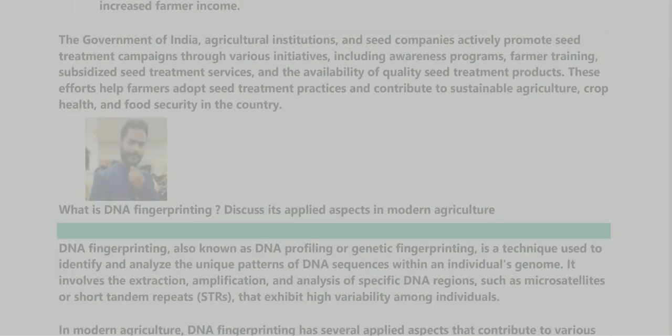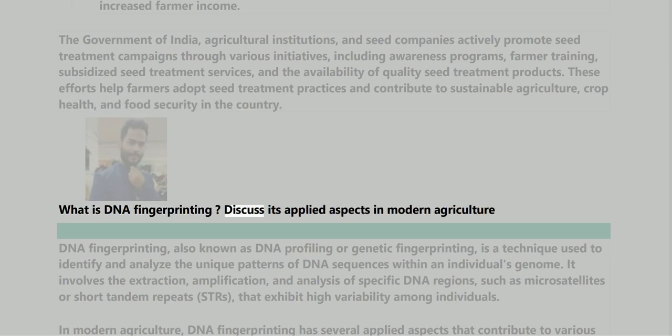The Government of India, agricultural institutions, and seed companies actively promote seed treatment campaigns through various initiatives, including awareness programs, farmer training, subsidized seed treatment services, and the availability of quality seed treatment products. These efforts help farmers adopt seed treatment practices and contribute to sustainable agriculture, crop health, and food security in the country. What is DNA fingerprinting?